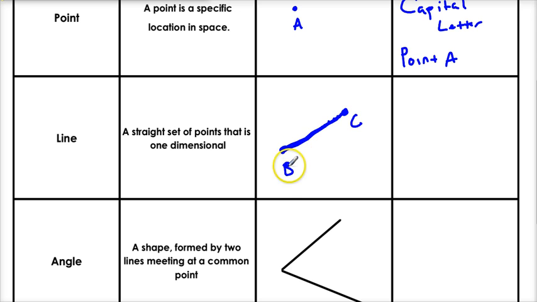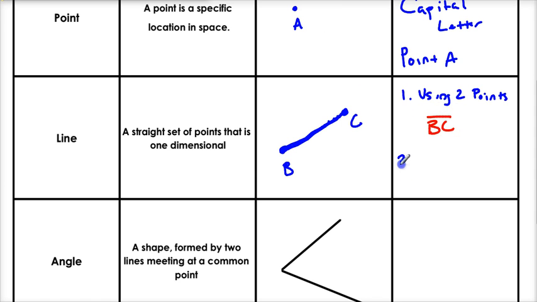And we usually use the 2 endpoints to name it. So there's 2 ways to name a line. The first one is using the endpoints, using 2 points. The way we would do that in this line is we would say BC, and to show that BC is a line we just draw a little line on top of it. That's how we name this line. For this picture, that is line BC.